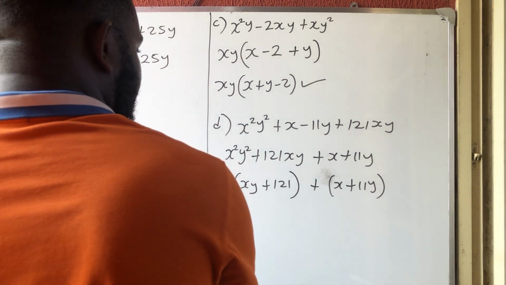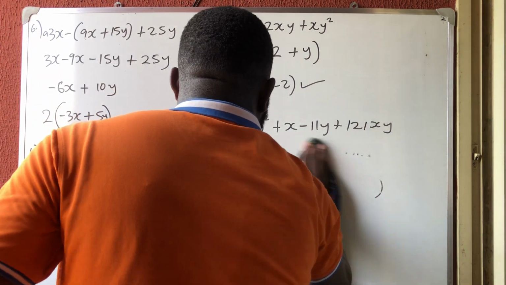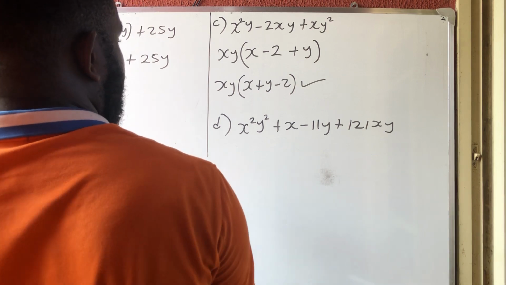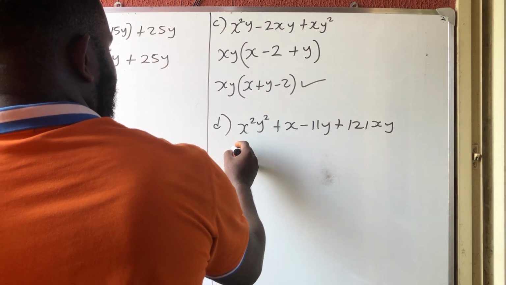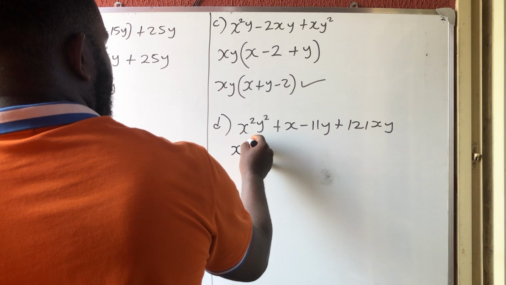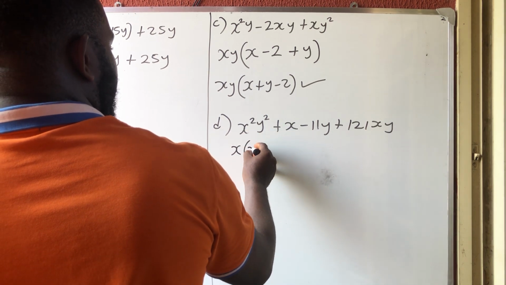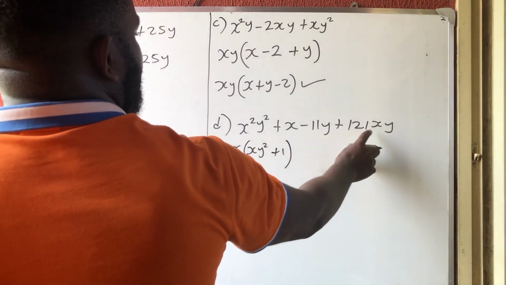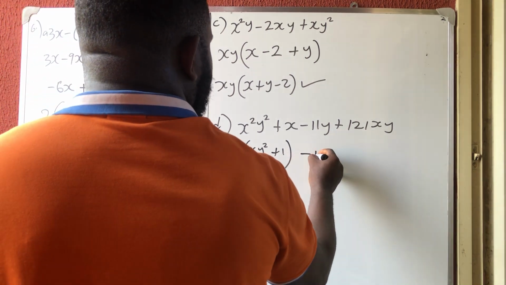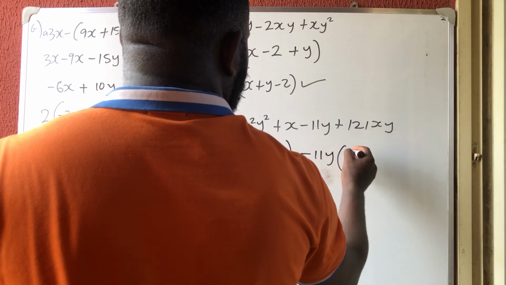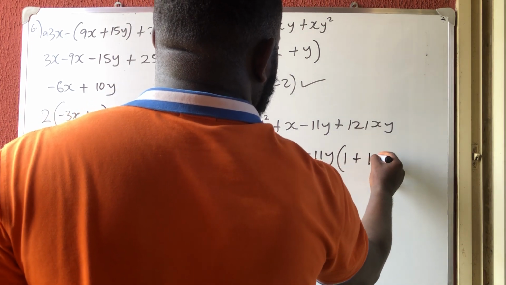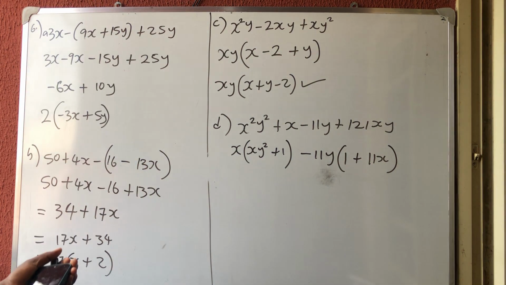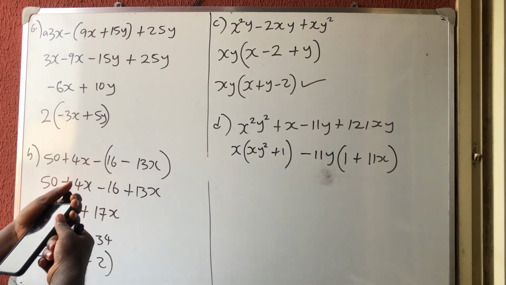If you don't want to do it this way, let me do it the other way. They are all the same answer. They are all factorization. These two, what they have in common is x, not x and y. So if I bring x here, what is remaining here is xy squared plus 1. These two now, what they have in common is minus 11y. So what is remaining here is 1 plus 11x. So this one is equally the answer. Okay, so that is that.